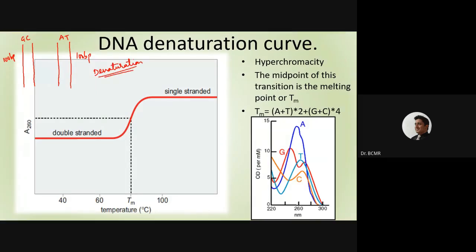Yes, anybody? So what is denaturation? The GC one will require more energy. Yeah, why is that? It's a triple bond, right? Yes, Aditya, you're saying? The GC is a triple bond as compared to the AT, which is a double bond. Okay. Just to correct, okay. What is a triple bond and what is a double bond?